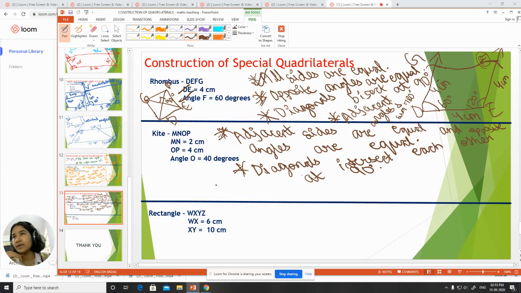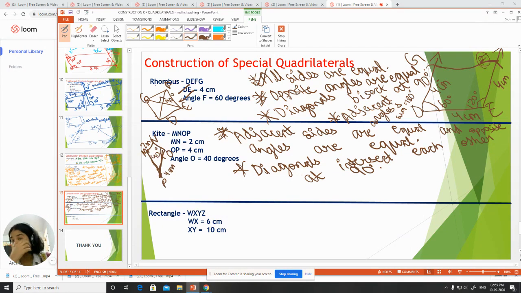So let's see how we can construct a kite. A kite will look somewhat like this. This is your kite. So MN is 2 centimeters. So we see something now. MNOP. OP is 4 centimeters. MN is 2 centimeters. Angle O is 40 degrees.